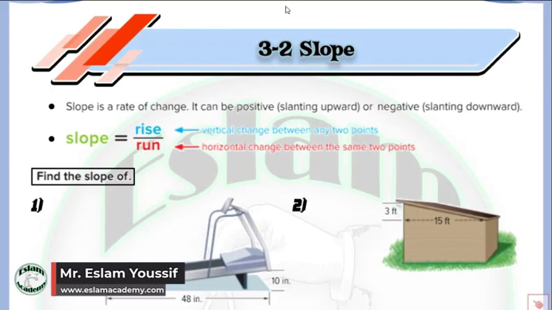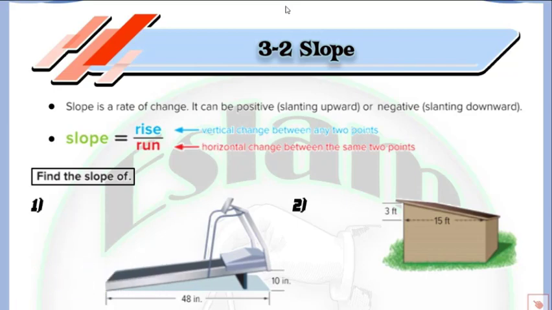In this video we are talking about the slope. But first, what is the meaning of the slope? The slope is the rate of change. So as we find the rate of change, we will find the slope. We find the rate of change by finding the change of y over the change of x.